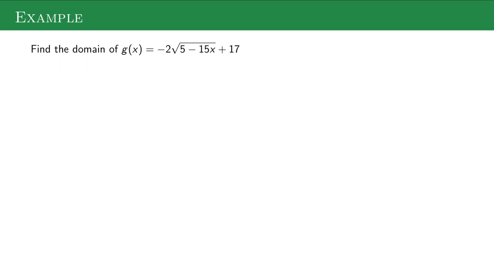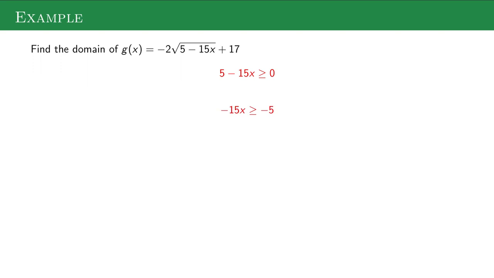All right, so here's another example, finding the domain of this square root function. Again, the -2 and the 17 don't matter because I can multiply anything by -2 and add 17 to anything. But for square roots, I have to make sure whatever I take the square root of is bigger than or equal to 0. Now I want to solve for this x.